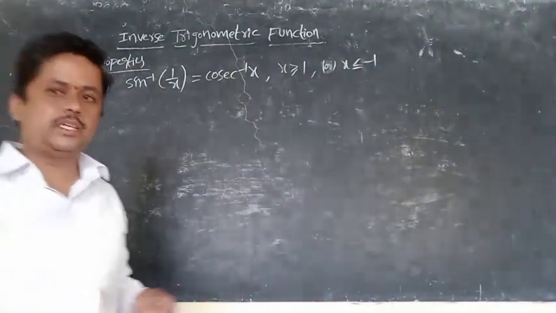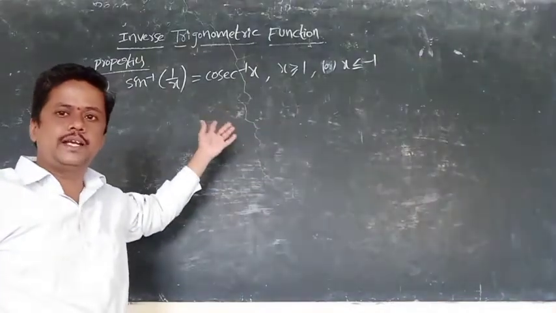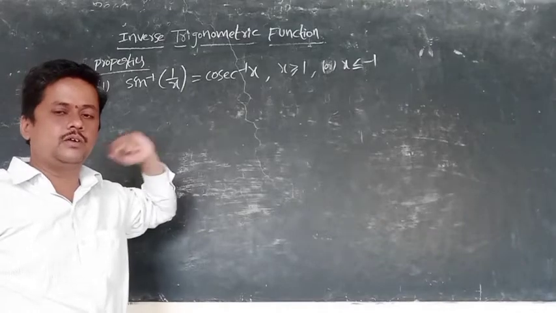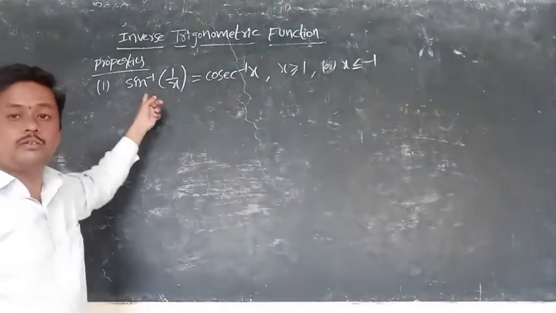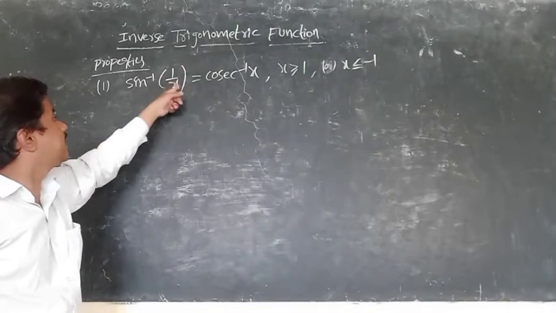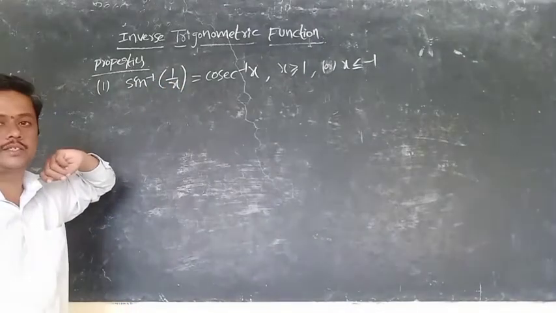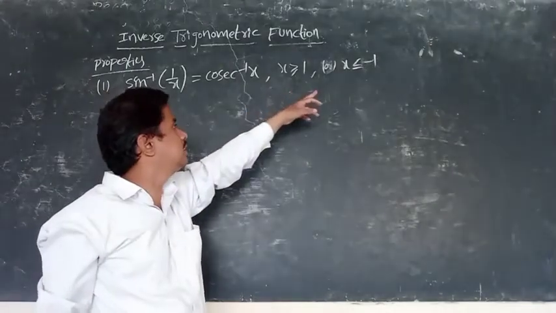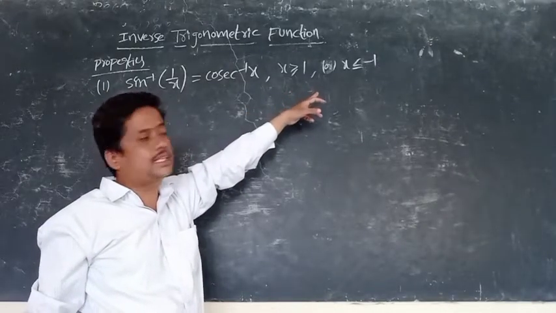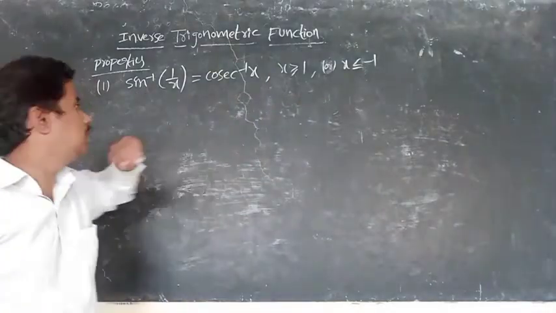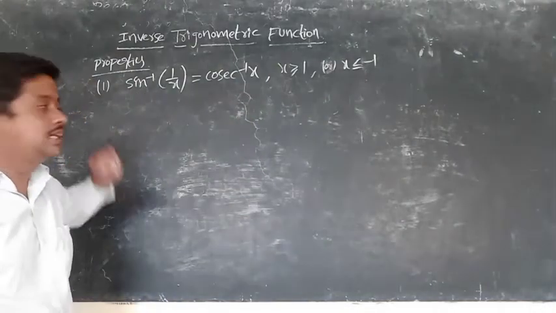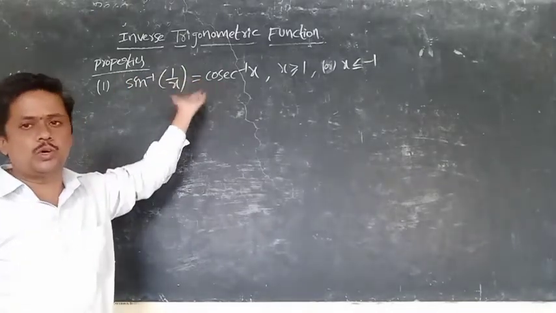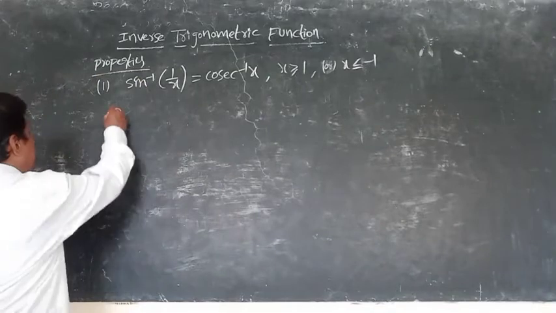Next we will discuss the properties related to inverse trigonometric functions. What is the first property? Sin inverse of 1 by x is equal to cosecant inverse x, with the condition x greater than or equal to 1 or x less than or equal to minus 1. How do we prove this property? First, you can consider either of the two sides; both you can consider. Proof.